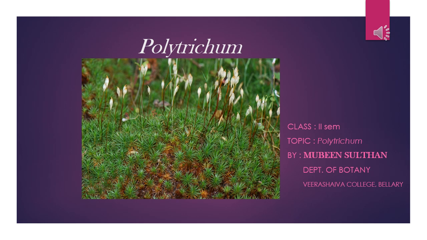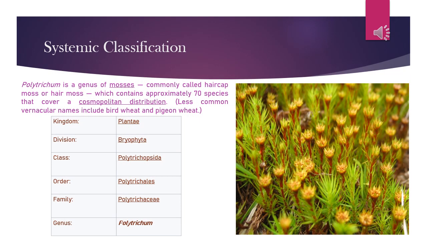So today we are going to discuss Polytrichum. Here we all know that Polytrichum is a bryophyte. Before starting the topic, let us see the systematic position of Polytrichum. Here Polytrichum is placed under the kingdom Plantae, division Bryophyta, class Polytrichopsida, order Polytrichales, family Polytrichaceae, and the genus Polytrichum.